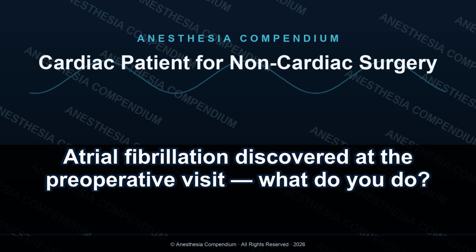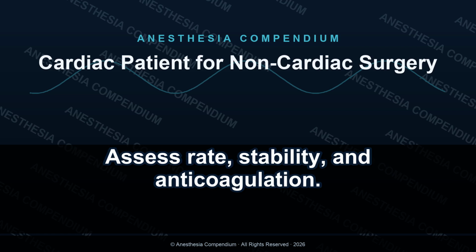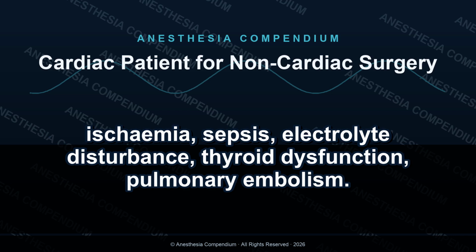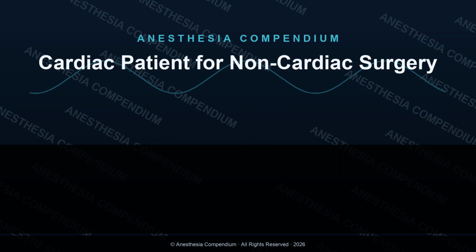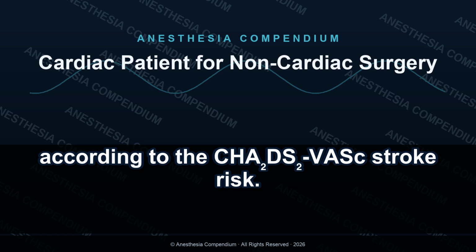Atrial fibrillation discovered at the preoperative visit. What do you do? Assess rate, stability, and anticoagulation. New or uncontrolled atrial fibrillation warrants investigation for a precipitant, ischemia, sepsis, electrolyte disturbance, thyroid dysfunction, pulmonary embolism. For elective surgery, I would optimize rate control and address anticoagulation according to the CHA2DS2-VASc stroke risk.